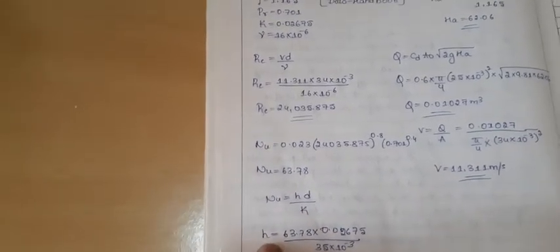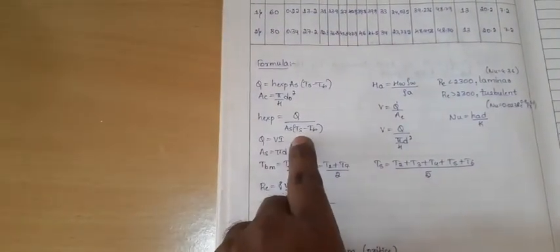Find h from this. So this is the procedure to find the theoretical heat transfer, whereas the experimental heat transfer is found directly by the formula Q by area into Ts minus T infinity. So this is a tabular column.